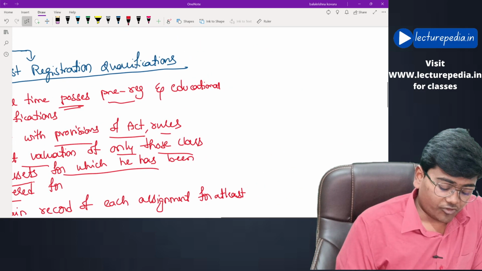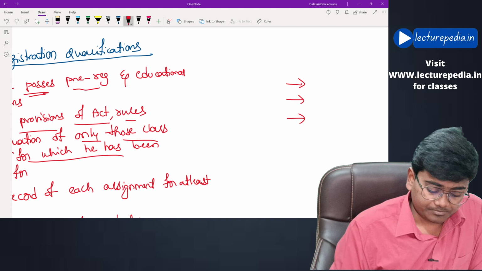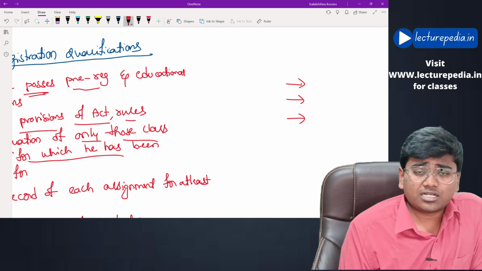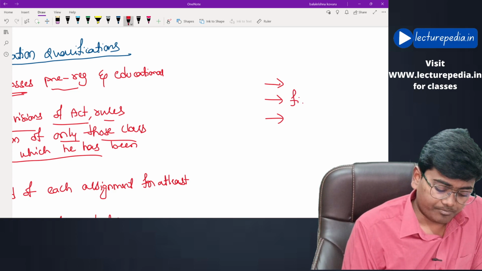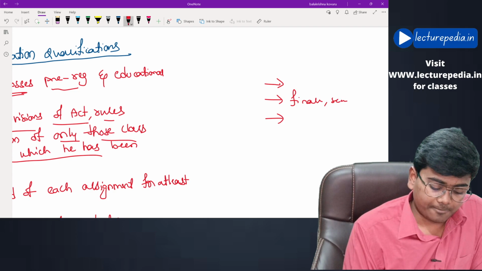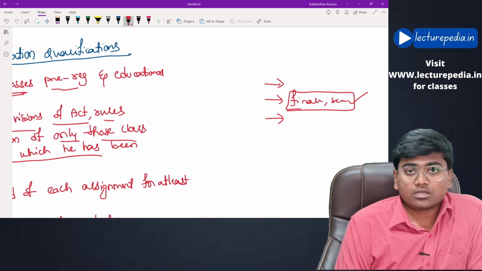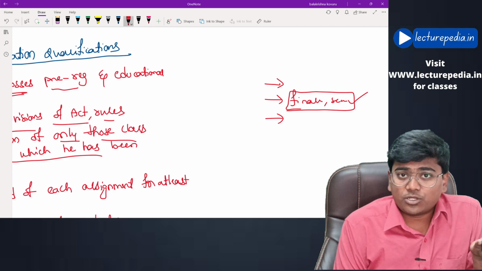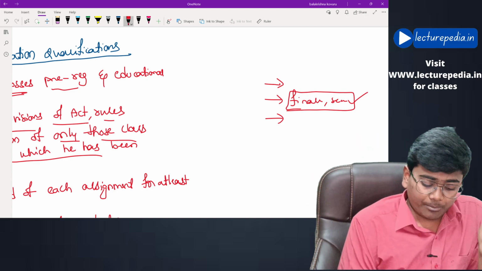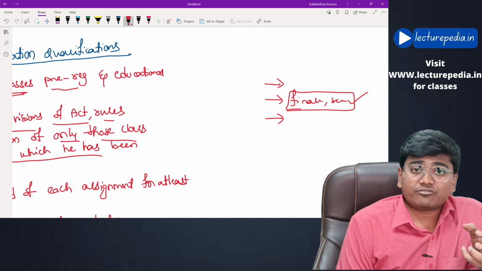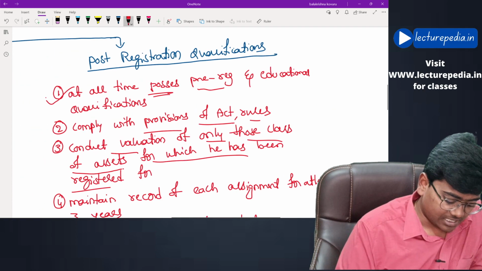See, for obtaining the registration, there are 3 types of classes of assets. We chartered accountants are eligible for conducting valuation of only financial assets, financial assets and securities. You are eligible to conduct the valuation of only this class of assets. The person must conduct the valuation of only those assets for which he has been registered. Apart from the class of assets for which he has been registered, he should not conduct the valuation for other classes of assets. So this is clear.